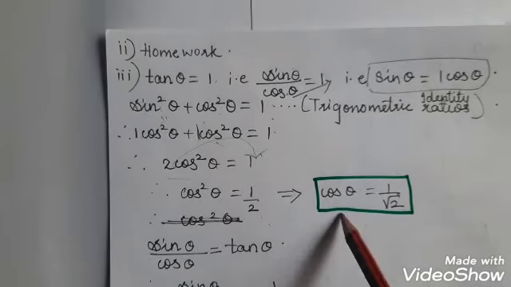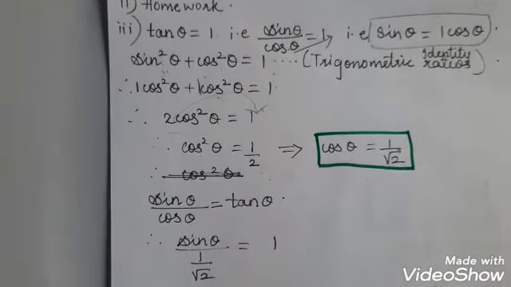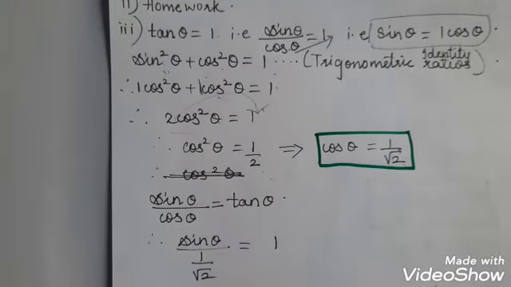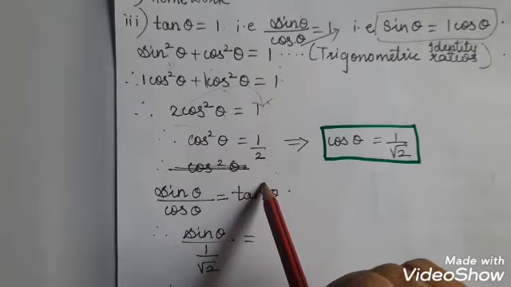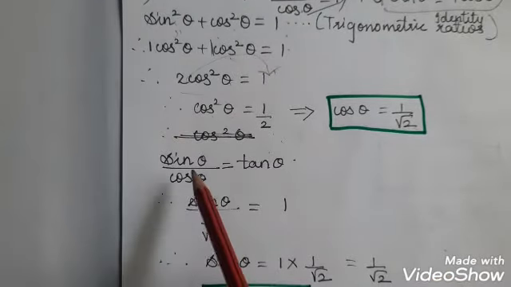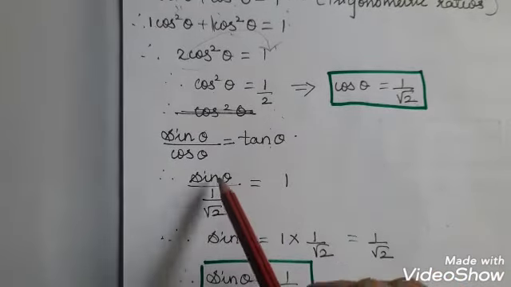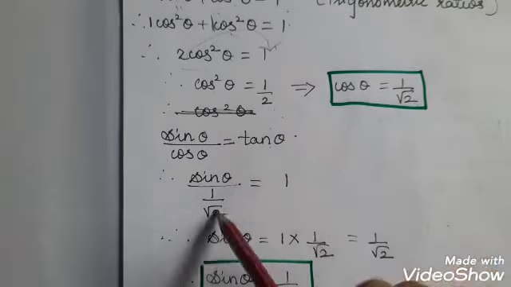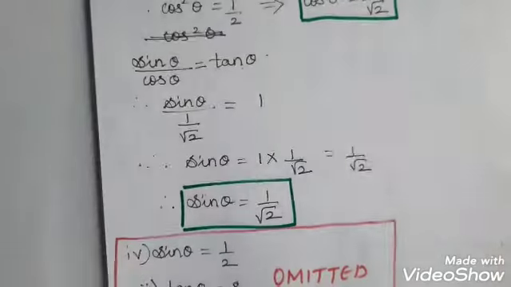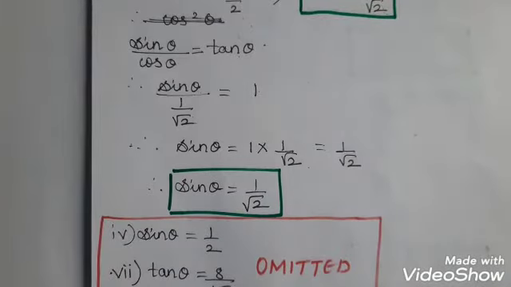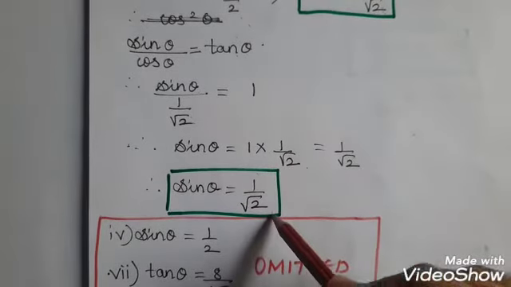So now we got cos theta, value of cos theta, right? And we have to find sin theta. Okay. So sine upon cos is tan. So sine I don't know, cos I got, and tan is also known. So sine theta is 1 into 1 upon root 2. So that is equals to 1 upon root 2. So sine theta is 1 upon root 2.